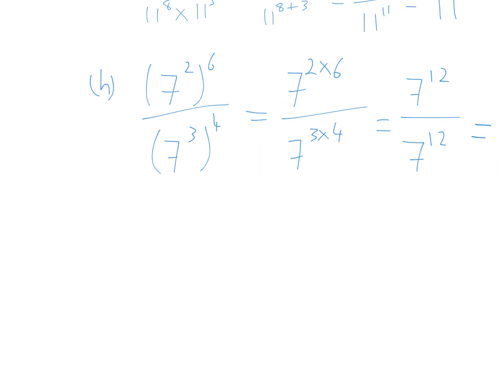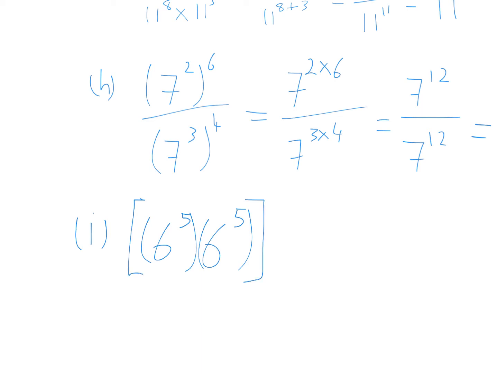Alright, on to our last question from question 1. Question 1I. So we've got 6 to the power of 5 multiplied by 6 to the power of 5, all to the power of 2. I'm going to put 2 in square brackets here just so I can talk about the brackets a little bit more easily.